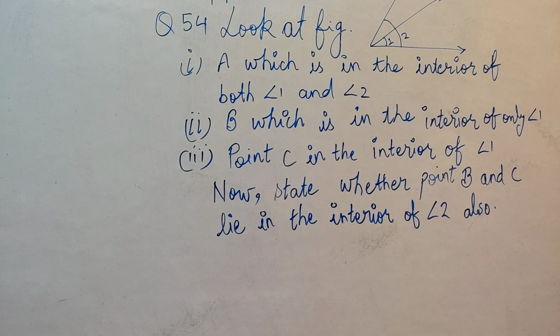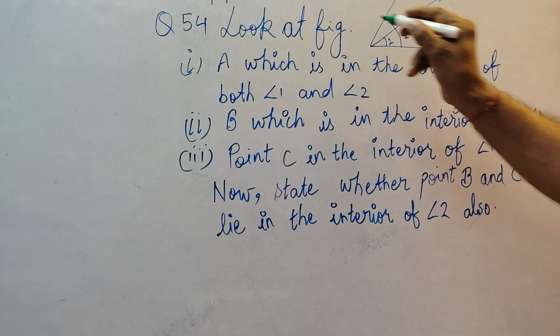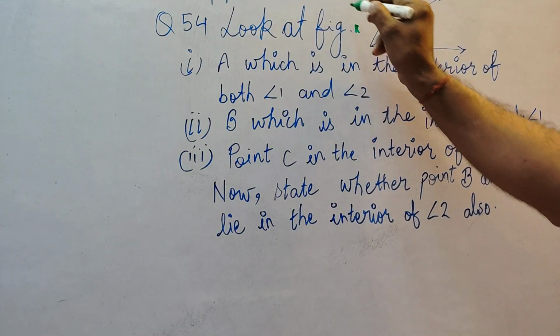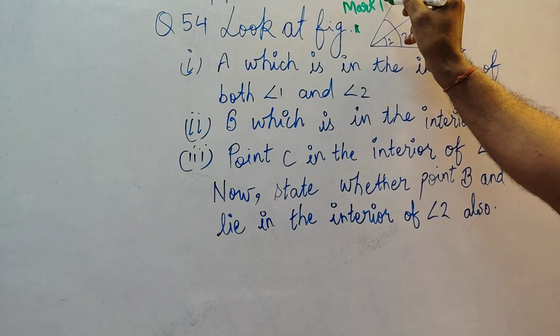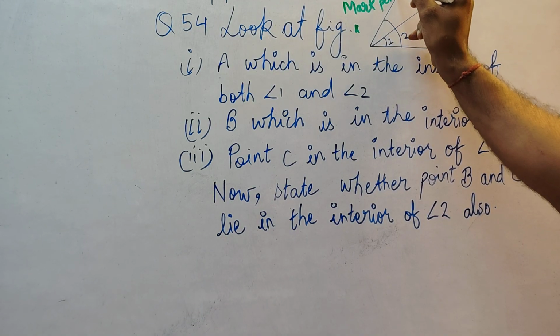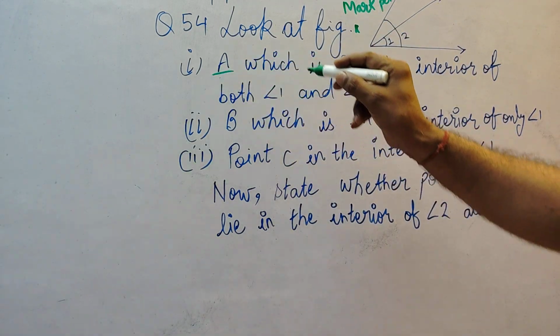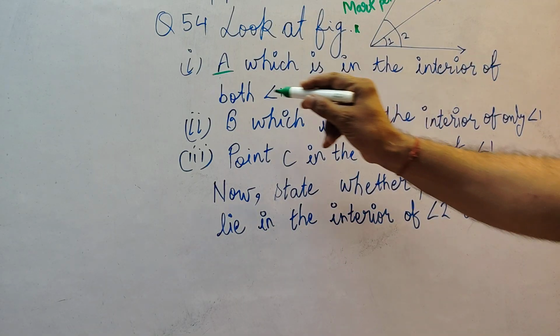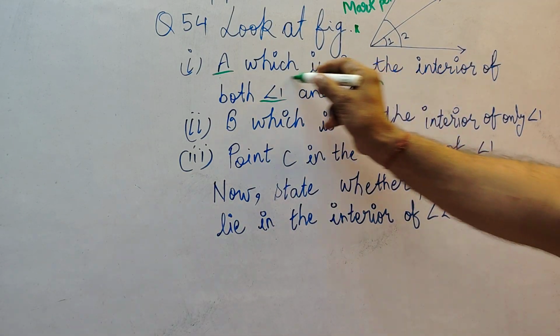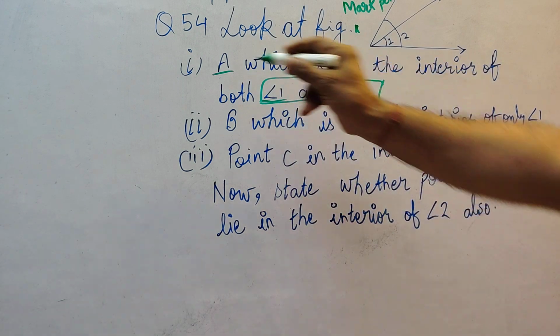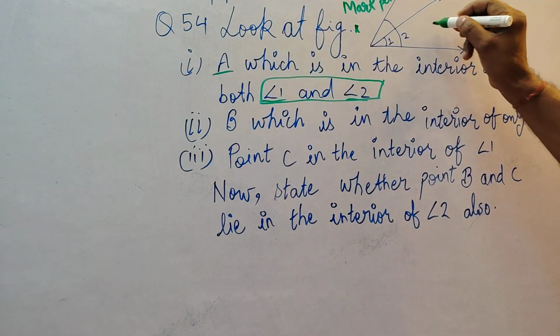So in this question number 54, look at the figure, and there is the question: look at the figure, mark a point. So here is the given, a point A which is in the interior of both angle 1 and angle 2. So it means this is the common region for point A. So A point we mark for both.